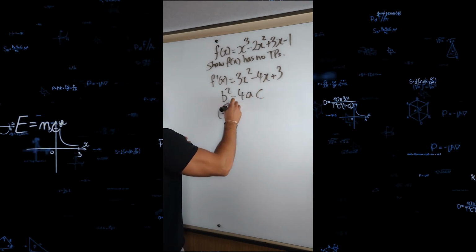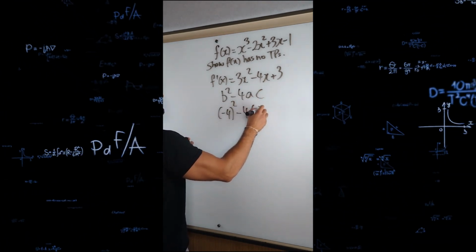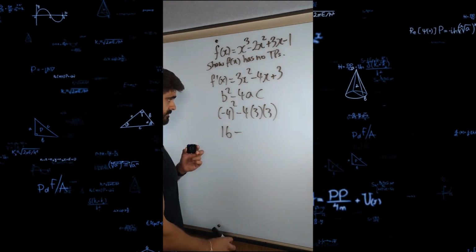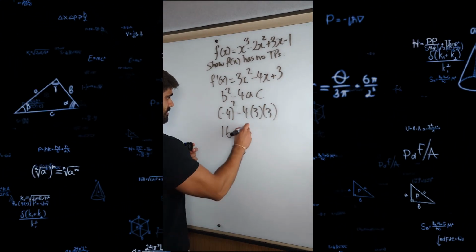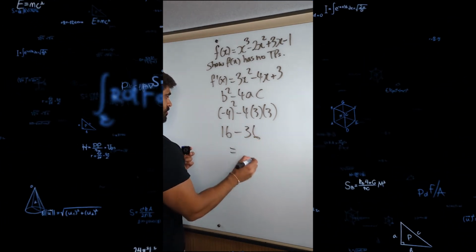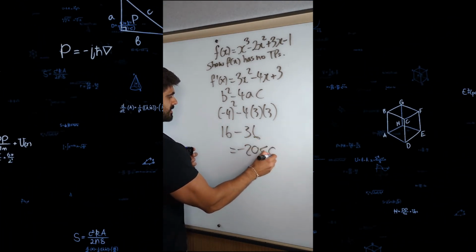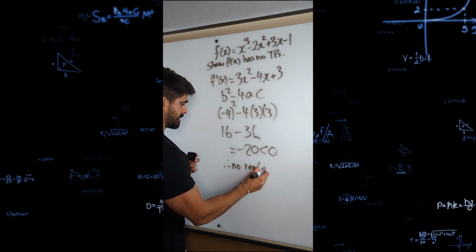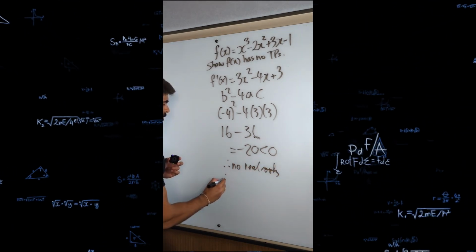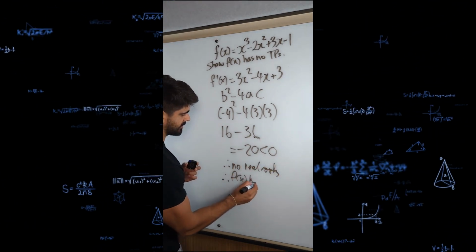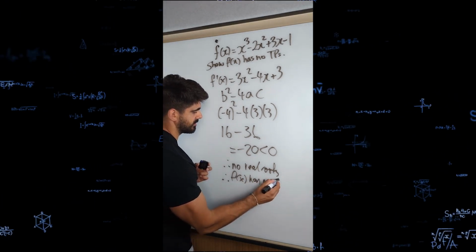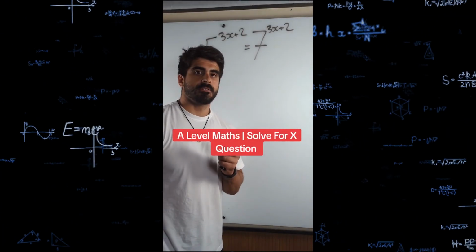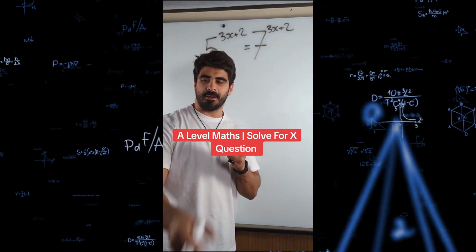So we've got b squared minus 4ac. So we've got 16 minus, what is that? 4 times 9 is 36, which gives you minus 20, less than 0. Therefore, no real roots. Therefore, f of x has no TP. Easy, nice.